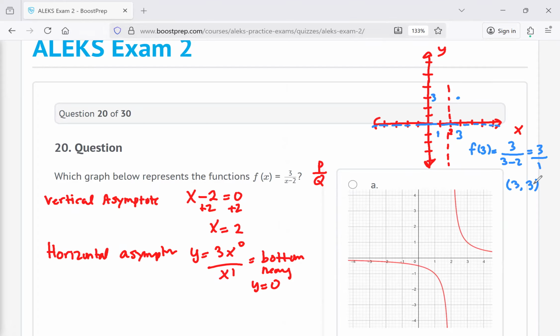So you have a point at 3 comma 3 right there, right? And then if you draw your line, see how it'll never cross the red dashed line like that. Now let's test the x value 1. That's 3 over 1 minus 2. 1 minus 2 is negative 1. That's negative 3. So you have a point at 1 comma negative 3. Okay, so it's going to look something like this.